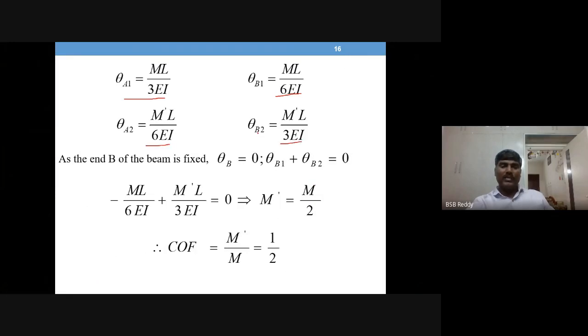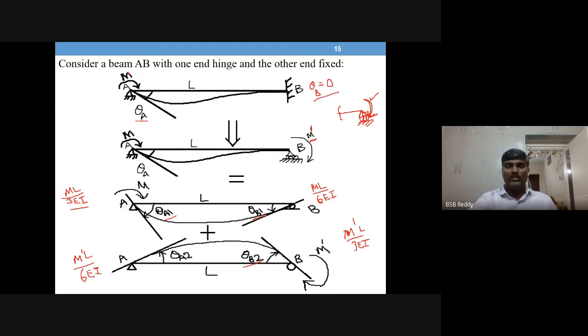So these are the values. You see, at B it is M dash L by 3EI, at A it is M dash L by 6EI. Now theta B is equal to 0, I'm using. What is theta B now? This is equal to this plus this one. There are two values at B: theta B from capital M, and theta B from M dash. So theta B1 is anti-clockwise, theta B2 is clockwise.